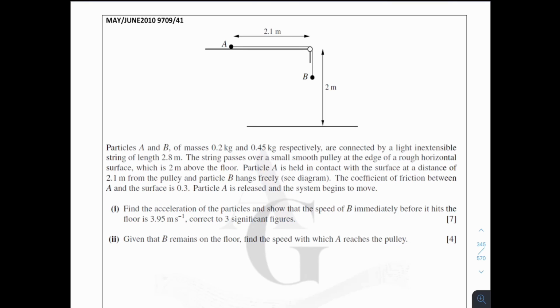Let's have a discussion on the past year question. Have a look at this question. Question of the year 2010, May-June paper, variant 41. Have a look at the question here.